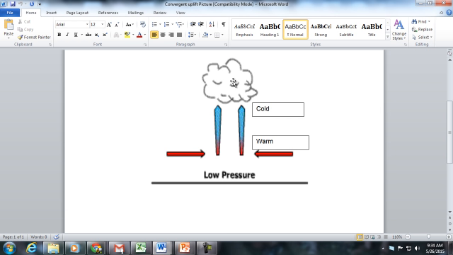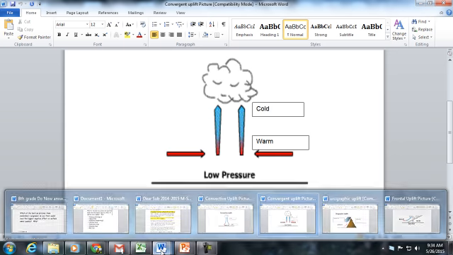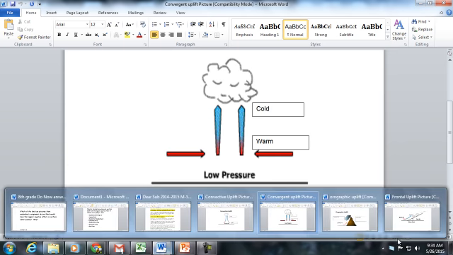So both of those are the same. We both have this convergent boundary where two air masses are coming together. This one's showing where two warm ones come together, and then the frontal wedging was showing the cold and warm. The next one we have is orographic uplift.